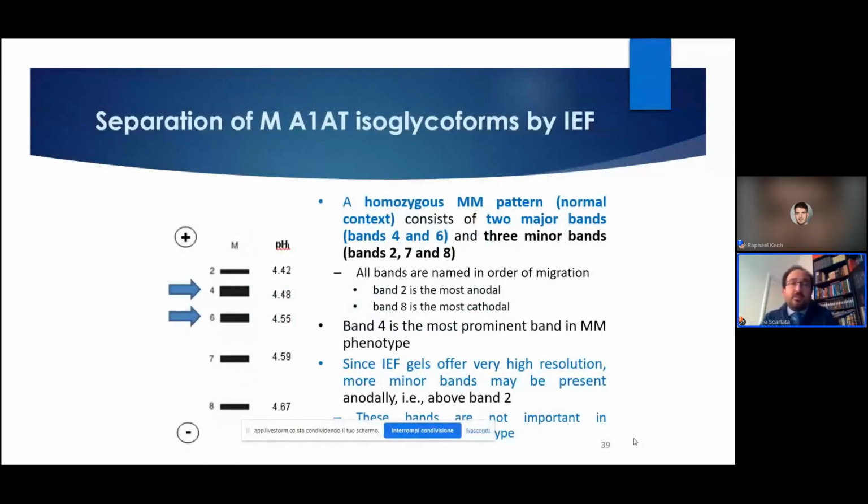This is how isoglycoforms appear and separate in a standard medium. The homozygous MM pattern, which I remind you is the normal context, is made up of 2 major bands, named bands 4 and 6, and 3 minor bands, the bands number 2, 7 and 8. Band 2 is the most anodal and band 8 is the most cathodal. However, it's very important that band 4 is by far the most prominent band seen in this pattern, together with band 6.